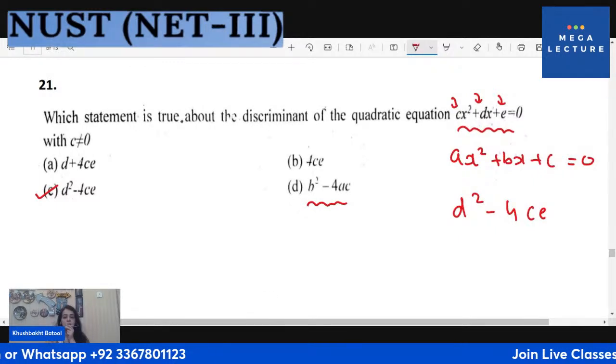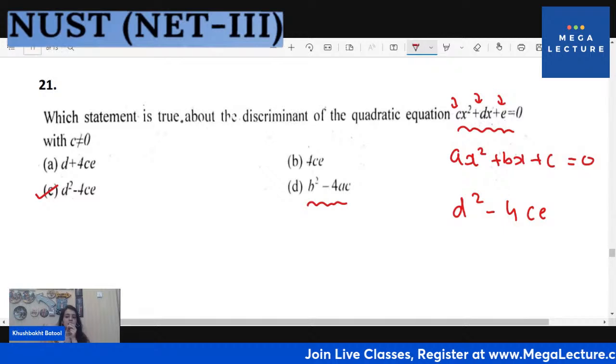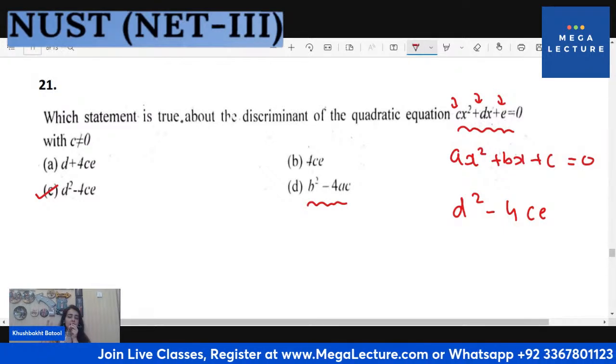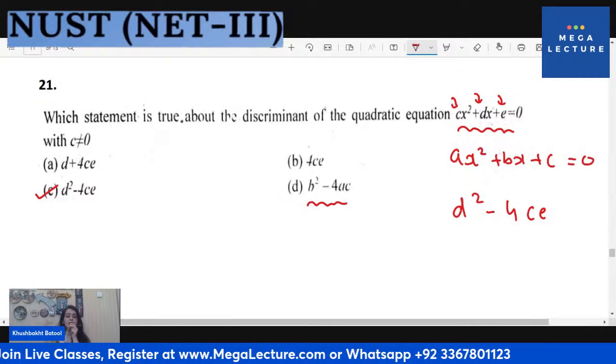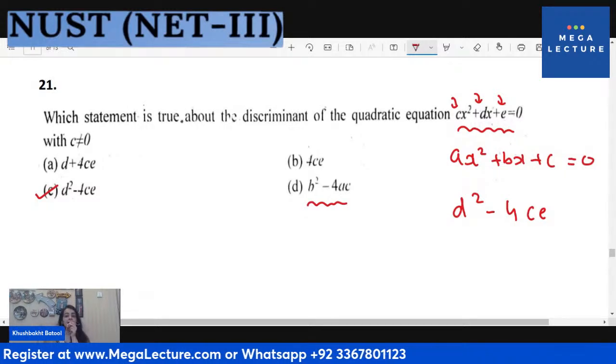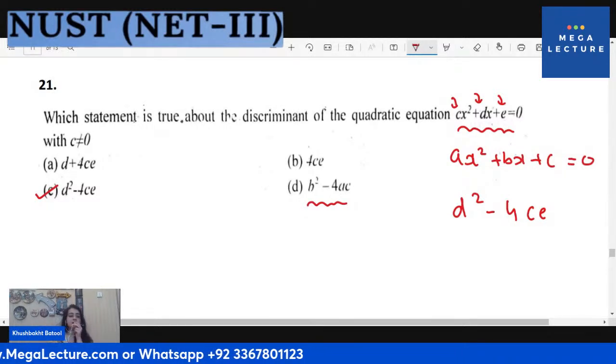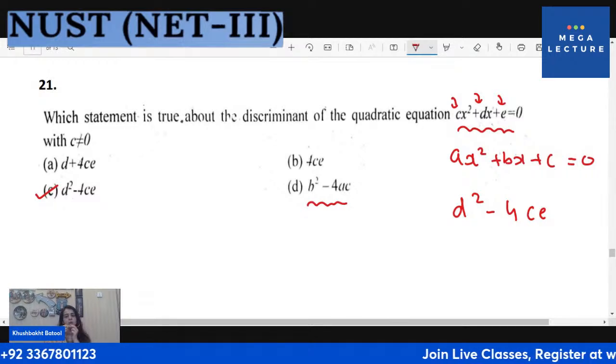You guys know b square minus 4ac is coming because we're talking about the coefficient of x squared, and the constant term. Just follow that, whatever the equation you have, and through that you might get a different form of the discriminant, which is completely fine. Okay. All right. Let's talk about the next one.